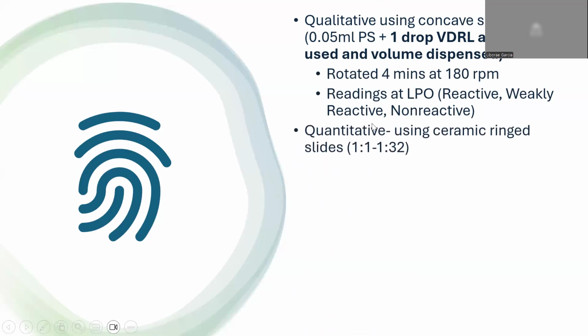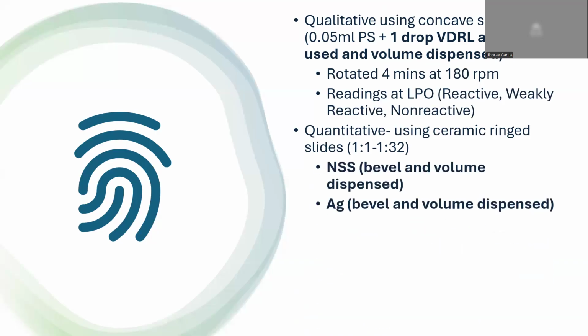Next, you have your quantitative test for VDRL using ceramic ringed slides. So quantitative, meaning you have titers, from 1:1 until 1:32. This time you're using NSS. It's the gauge of the needle that matters. The gauge of the needle used for NSS is 23 with the volume dispensing of 1/100 ml.